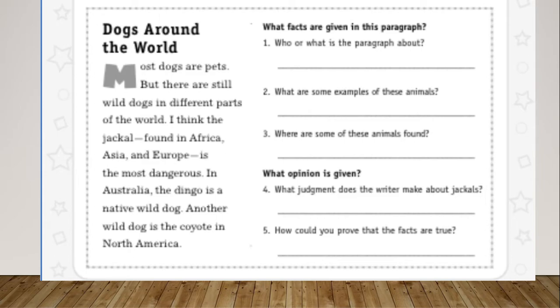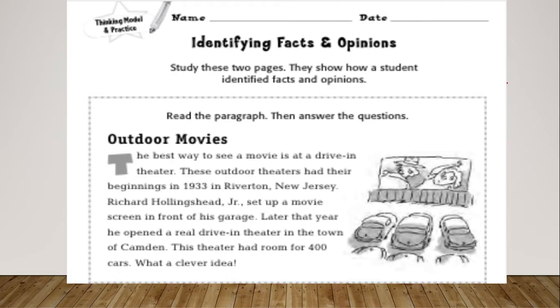How could you prove that that was a fact? Well, if this author wanted to prove that jackals are the most dangerous, they would have to go do some research on their own and figure out why or how this jackal is dangerous and how it's more dangerous than other animals. So when we're identifying facts and opinions, we really want to focus on the feeling words that the author might be using and what they are describing, whereas facts, we want to know or see that it can be proven.